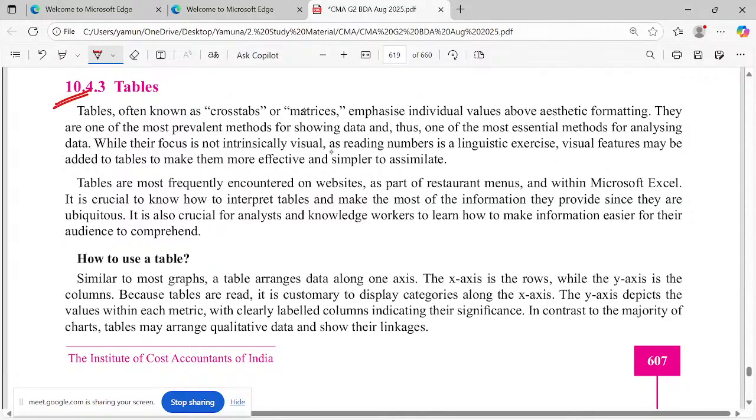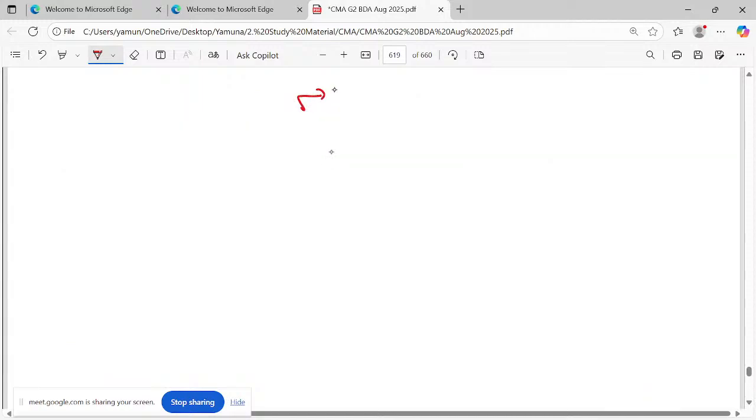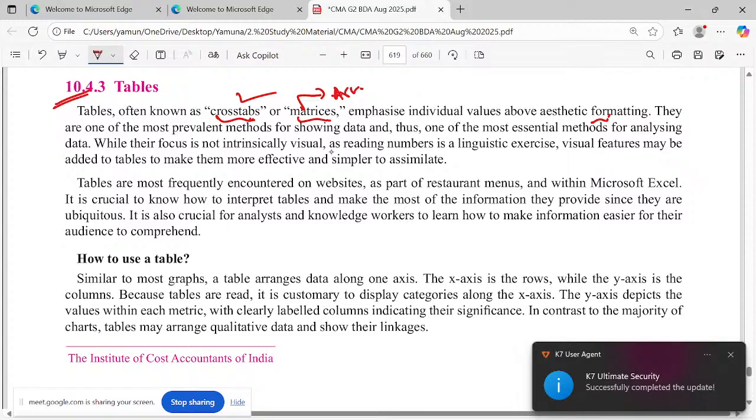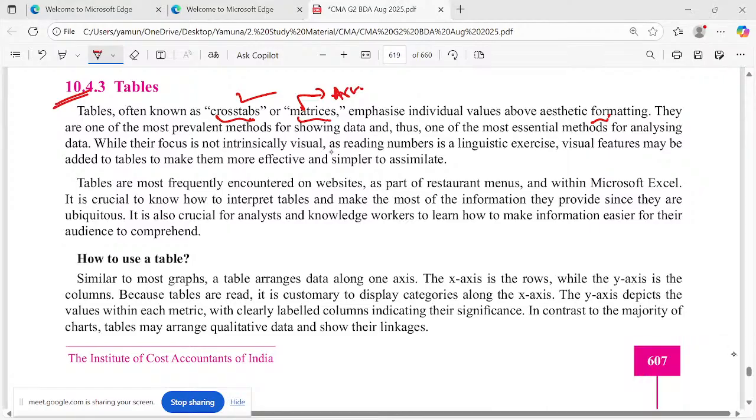We'll go for tables. The other name for tables is crosstabs or matrices. Why do we call this matrices? We are going for a particular arrangement, that's why we call this matrices. It has aesthetic formatting, we engage with particular formats. Actually, we cannot say we are getting a visualization, but when we go for reading the numbers, visual features may be added to the tables also, probably.